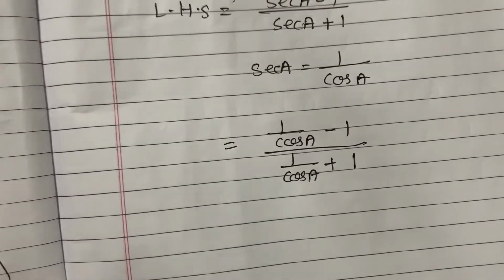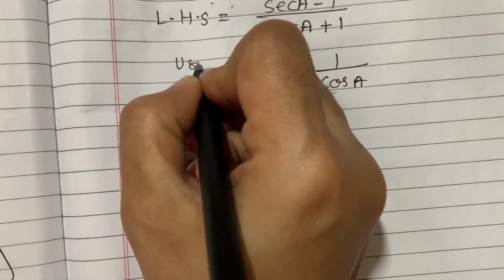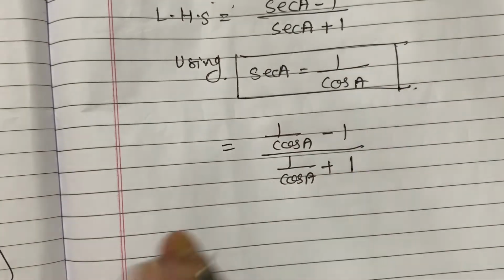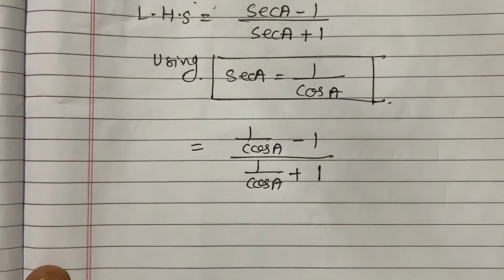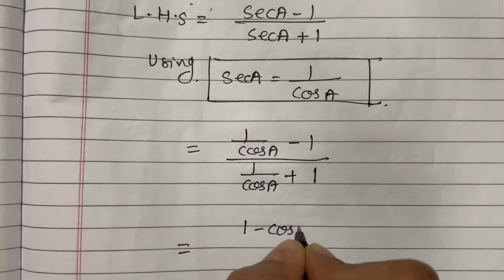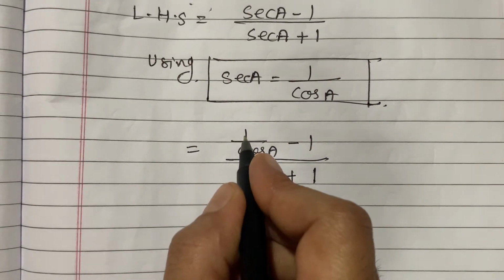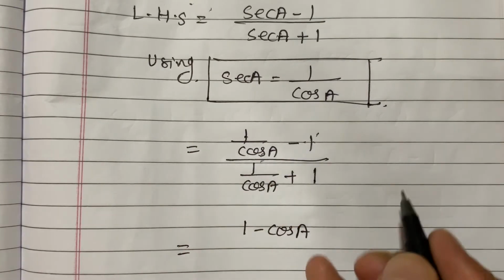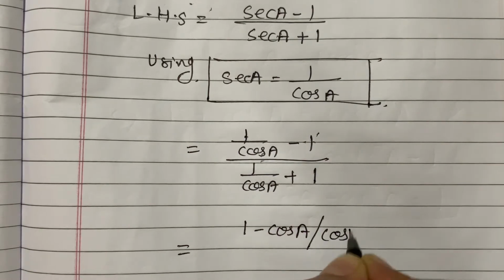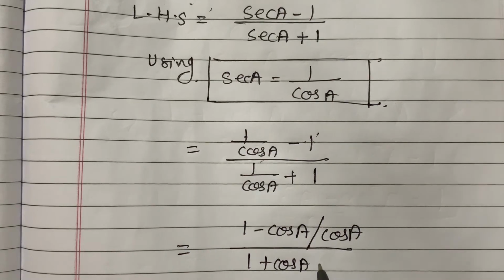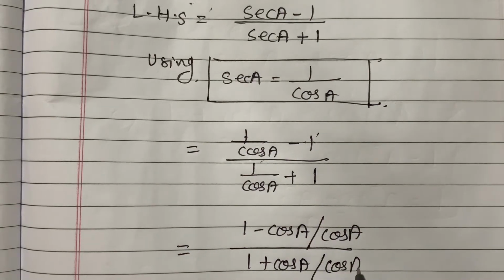Yes. So using this reciprocal relationship. Okay. Now we have to simplify. Take LCM. It is 1 minus cos a. If you take LCM cos a, so here it will be cos a upon cos a divided by 1 plus cos a upon cos a.